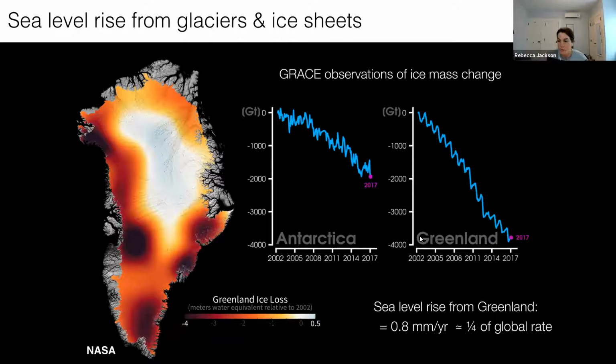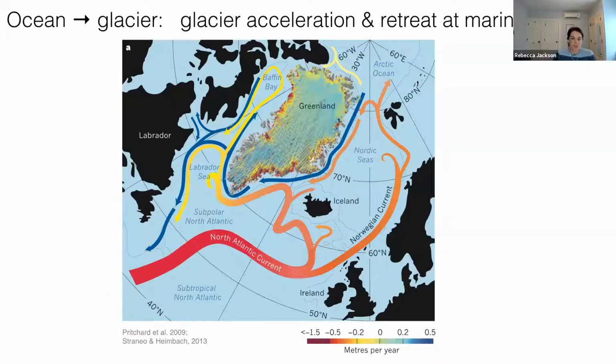If we want to make projections of sea level rise in the future, we need to understand what's driving this mass loss. One piece in this puzzle is evidence of the ocean playing a role in driving mass loss from glaciers and ice sheets. If we think about how the ocean can affect glaciers, we've seen this mass loss over the past few decades in Greenland, and it's largely concentrated around the marine margins. It's associated with an acceleration and retreat of many of these marine-terminating glaciers, and it coincided with warming of waters offshore of Greenland. This map shows schematically the currents that bring warm waters around the coast of Greenland. These warm waters of Atlantic origin warmed in the past decade, and that coincided with glacier acceleration and retreat.